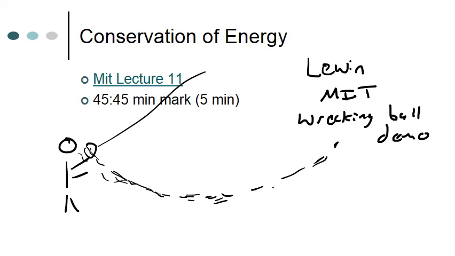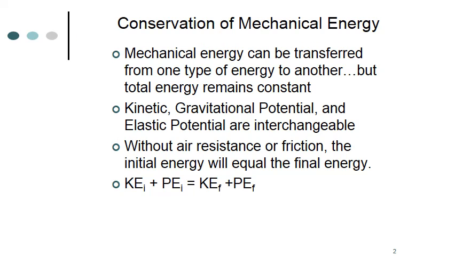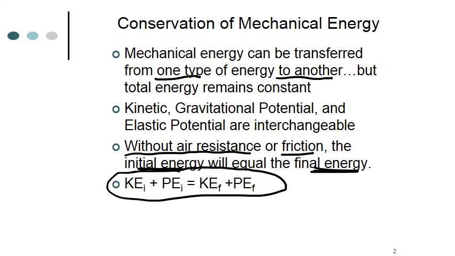Yeah, definitely recommend that. So with conservation of mechanical energy, energy is transferred from one type to another. So as it's transferred, in this case, if you had an object that's high and it falls, that potential would turn into kinetic. Now, without air resistance or friction, the initial energy should equal the final energy. So you could write out the equation here. The initial kinetic energy plus the initial potential is equal to the kinetic final plus the potential final.